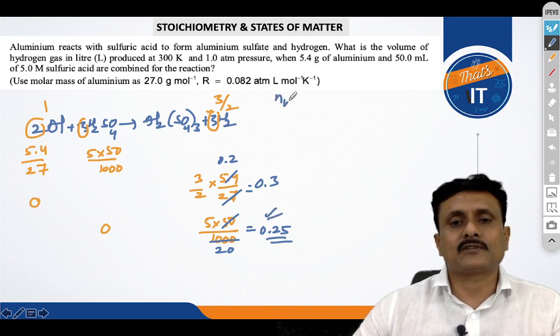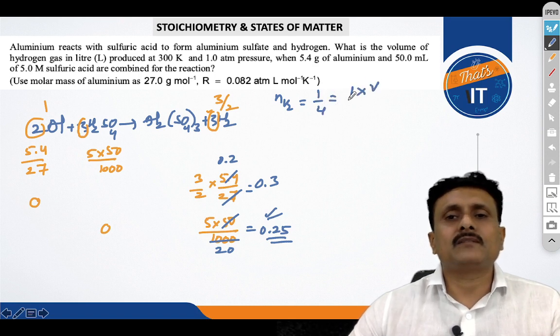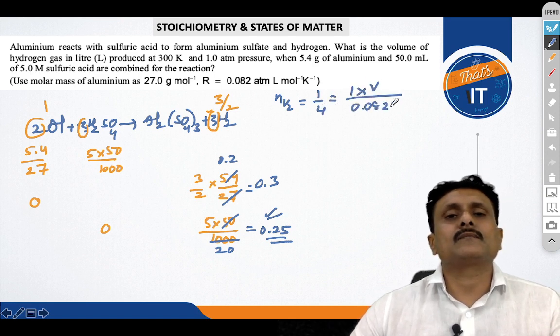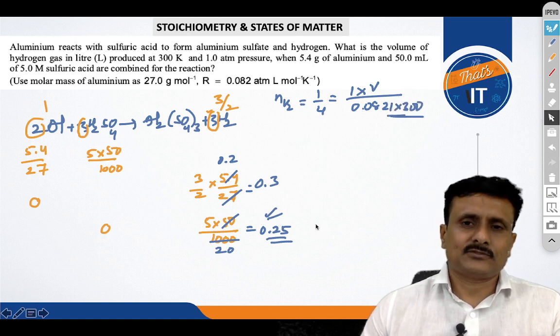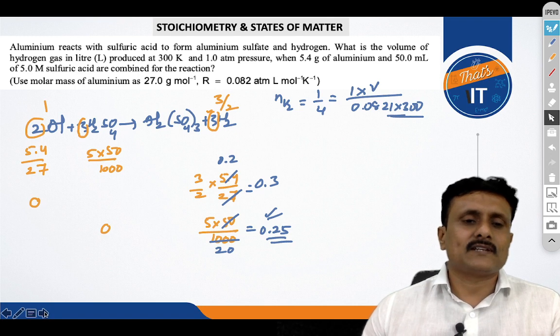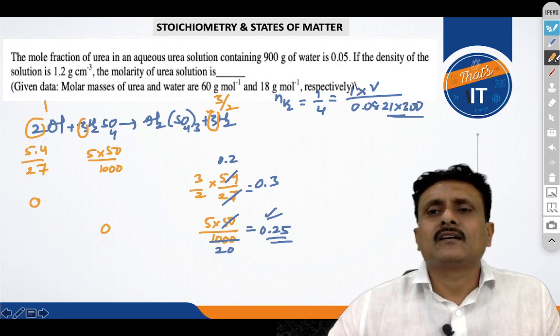So number of moles of H2 is 1 by 4, which is equal to PV by RT. STP almost. So you can do that, right? So you find the volume of H2. Simple question. The only point is we need to get the limiting reagent concept.